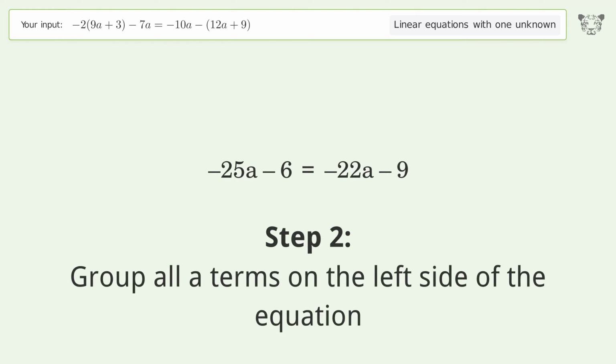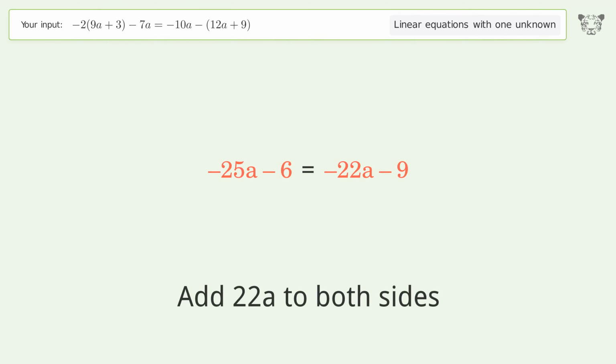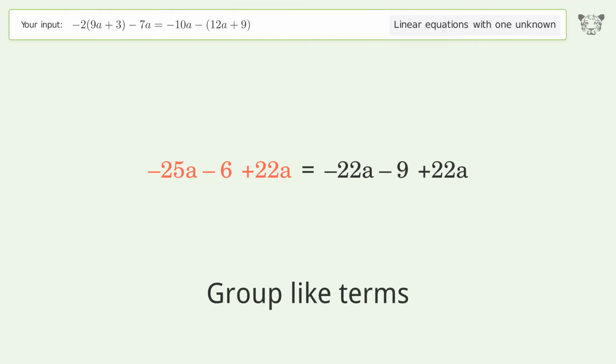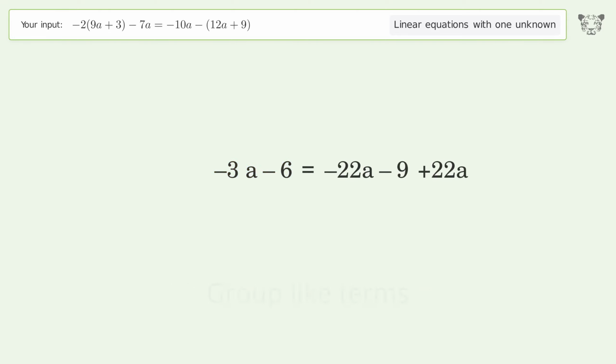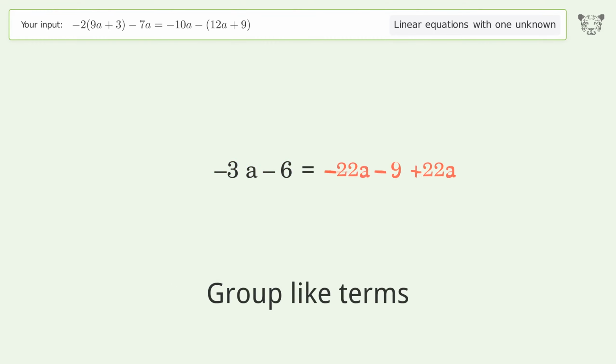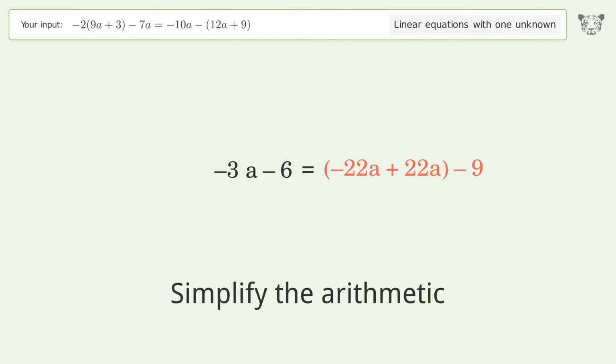Group all a terms on the left side of the equation. Add 22a to both sides. Group like terms. Simplify the arithmetic. Group like terms. Simplify the arithmetic.